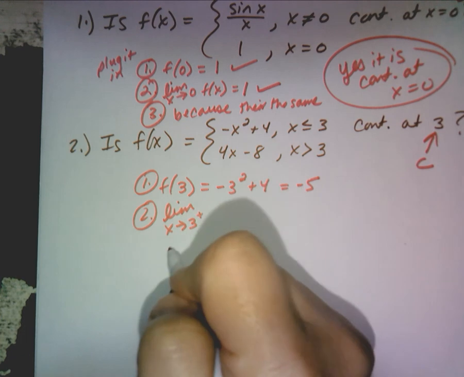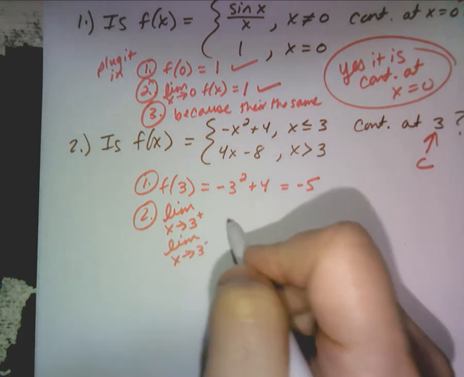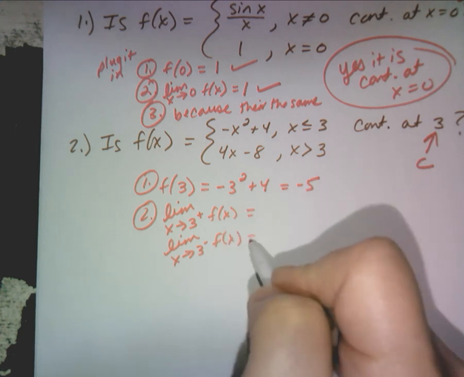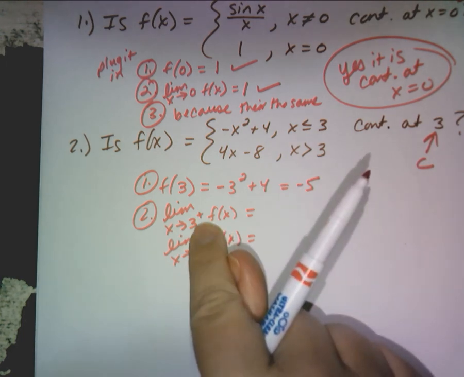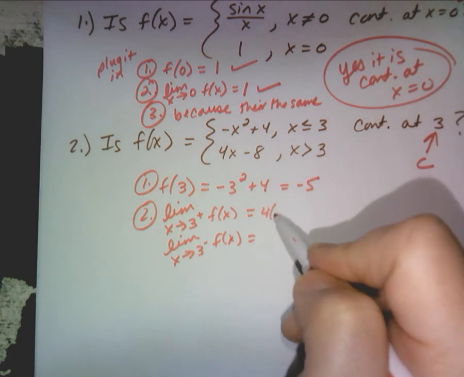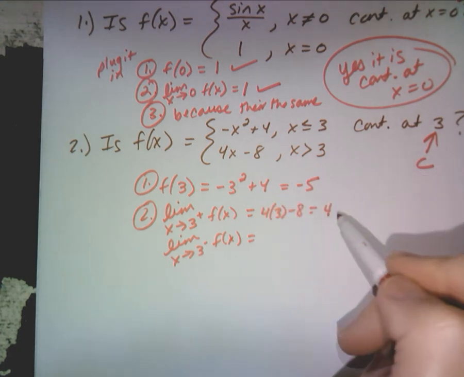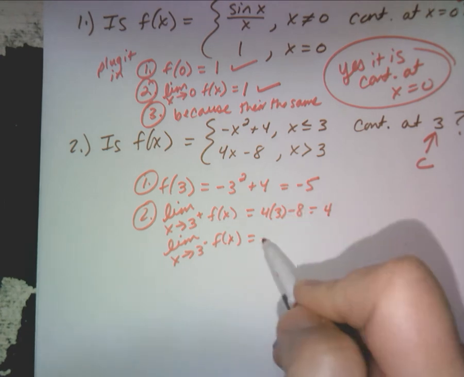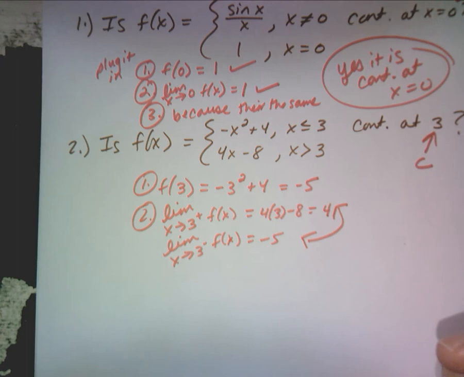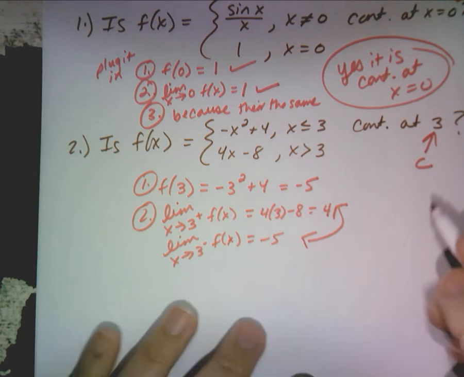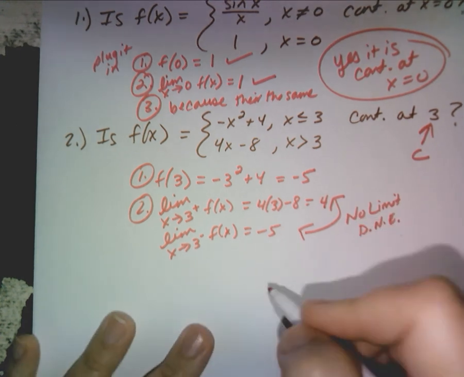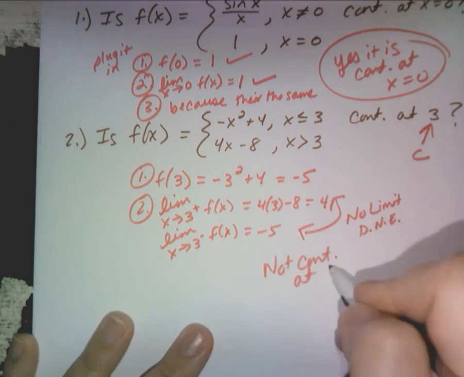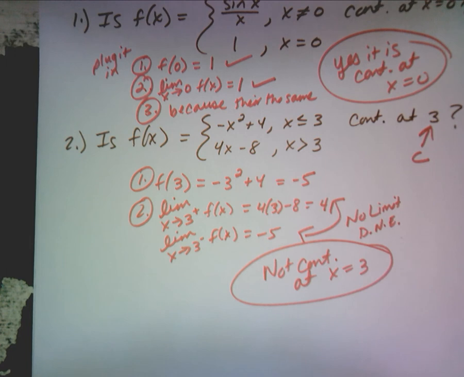The limit as x approaches 3 from the right, and the limit as x approaches 3 from the left of the function. So if I approach it from the right, would I go to the top piece or the bottom piece? The bottom. So 4 times 3 minus 8 is 4. From the left, we already figured that one out. It's -5. Are those the same? No, I don't have a limit then, is what that means. So there's no limit, or, good old DNE. If that's the case, then it is not continuous at x equal to 3.